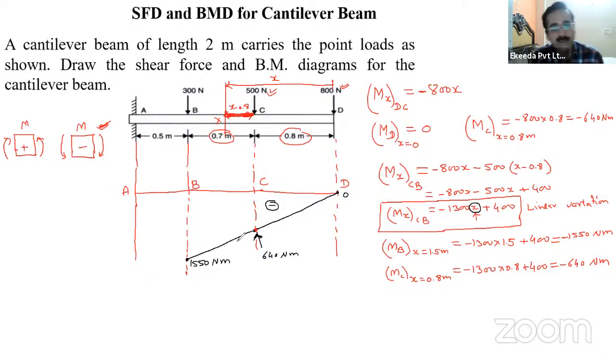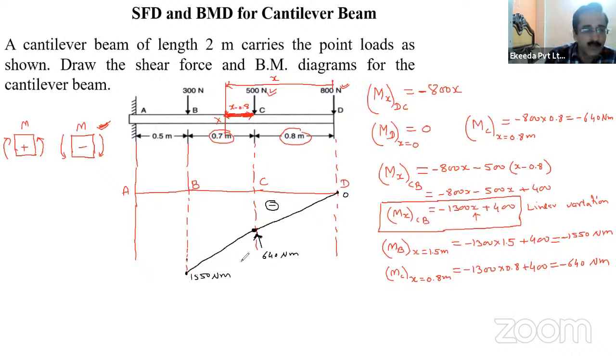It may not be a straight line. Like it is not a continuous line from B to C or C to D. There may be a slope change. I can choose another point here so that you see that the slope is different. This is 1550 Newton meter, and there is a change in slope. Straight line, but the slope is different. Two lines have different slopes. So C to B has a different slope, and D to C has a different slope.